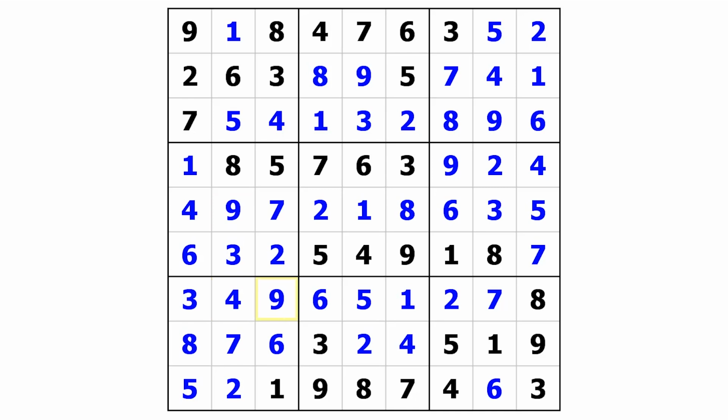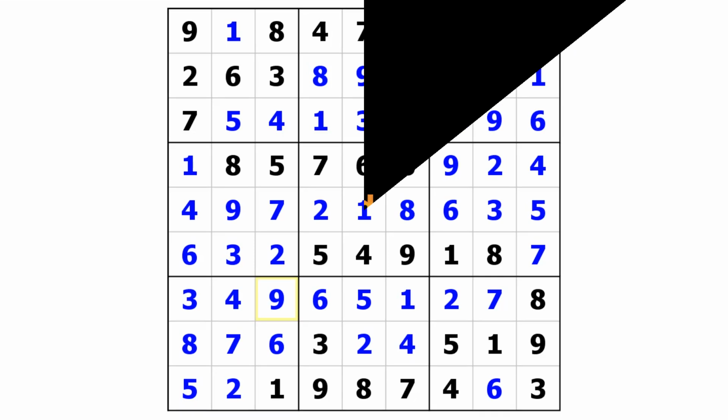So you can see that that unique rectangle really sped this thing up, so you should definitely keep your eye out for those at all times.